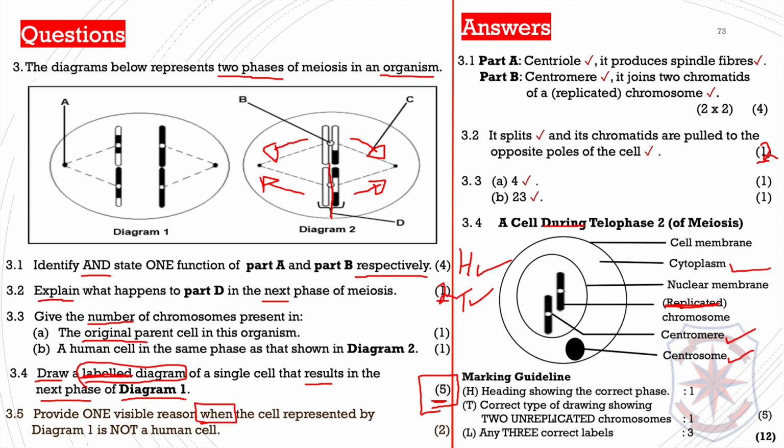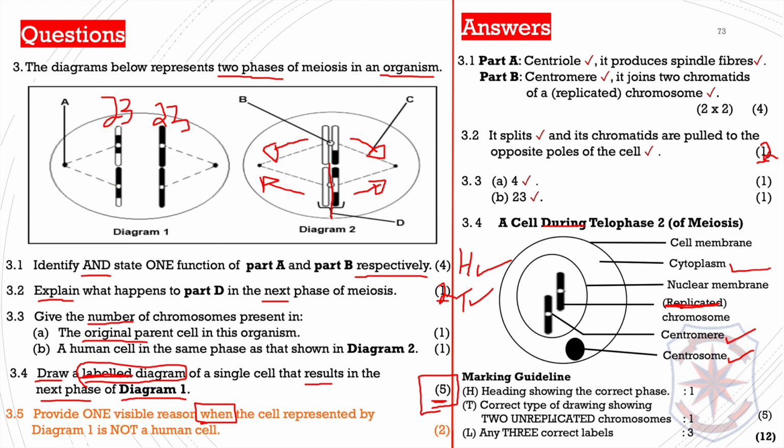Okay, what do we know about a human cell that is undergoing anaphase 2? What we know is that there's supposed to be 23 chromosomes or chromatids that are moving to that pole, and 23 chromatids or unreplicated chromosomes that are moving to that pole. Okay? But when you check this diagram, there are only 2 chromatids moving to opposite poles of the cell.